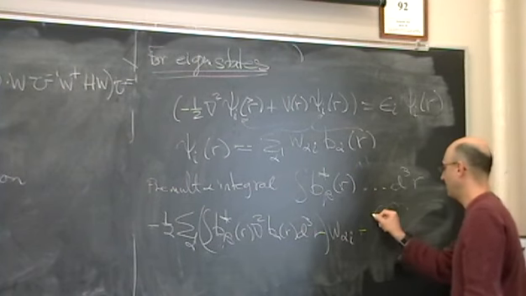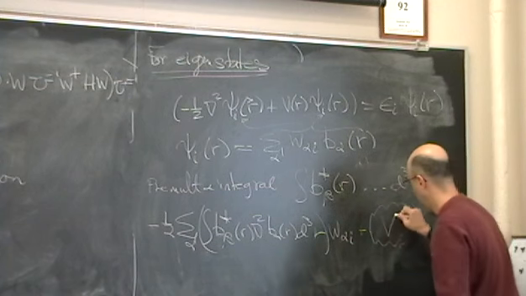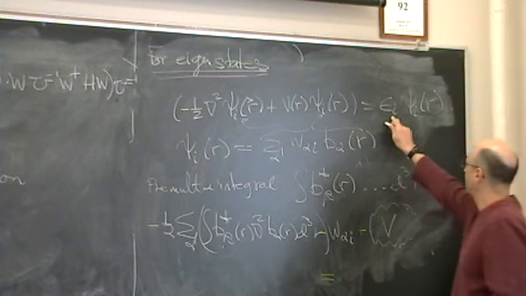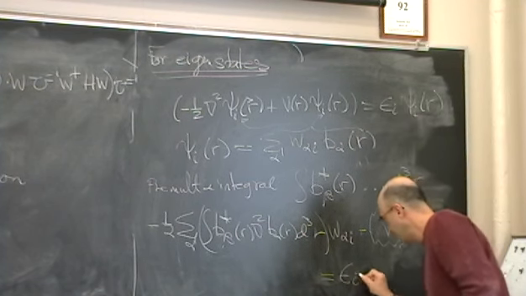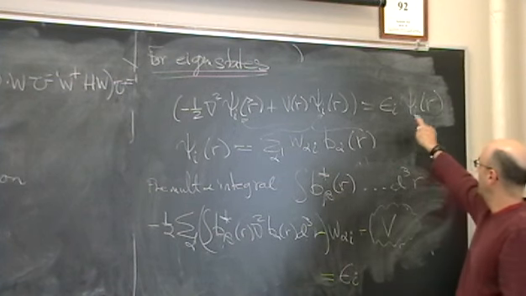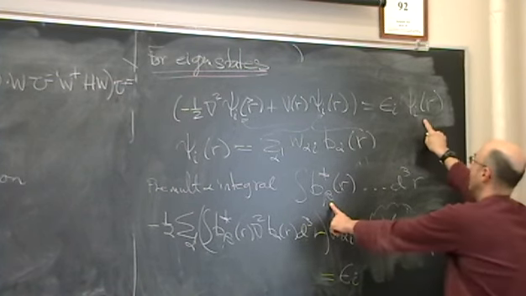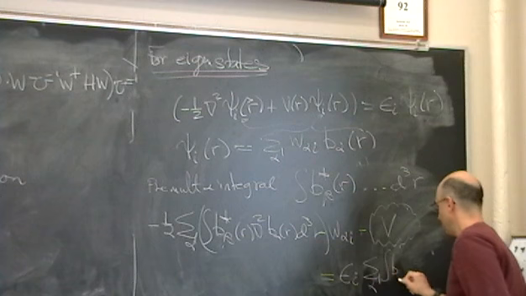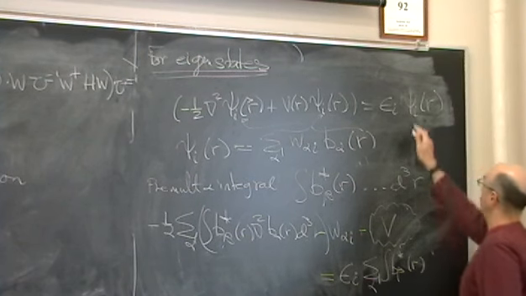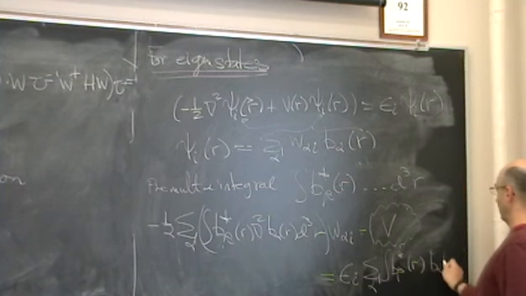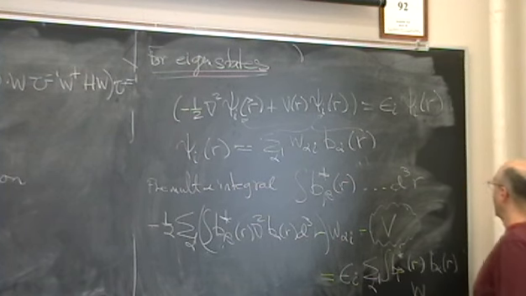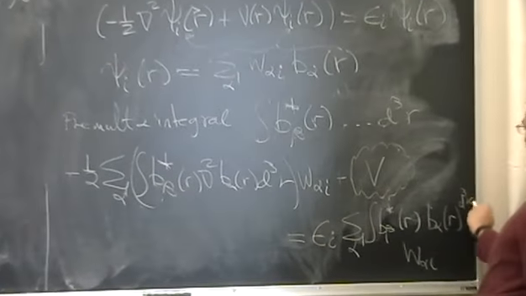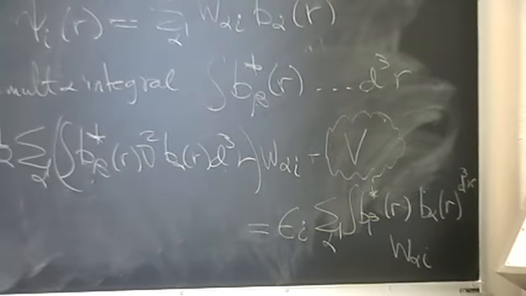Plus something involving V, which we'll leave aside for the moment, that's not really where the focus is, equals then epsilon_i, and when I integrate B beta star against psi_i, I'm going to get, well, here we go again, right? Sum on alpha, there's an integral B beta star of r, and then of course psi_i had B alpha of r in the expansion, and also the coefficient W_alpha i.